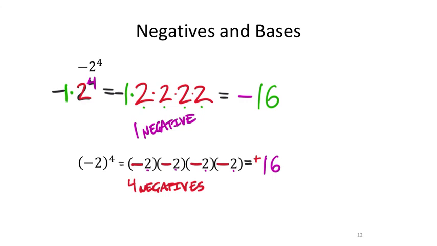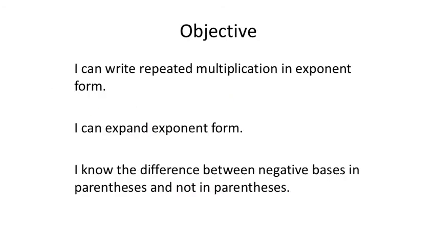All right? And you need to understand the difference between these two moving forward in this unit, because we're going to see some of this stuff in the future, just like we did today, changing something like this one into exponent form, and then understanding how this one would be shown in exponent or in expanded form, or even how you would change this one back into exponent form. So we went through all 3 objectives. I can write repeated multiplication in exponent form. That was our first part. And then we need to be able to expand exponent form. I think that was our second part. And then that last slide there is just knowing the difference between negative bases in parentheses, and also if they're not in parentheses.